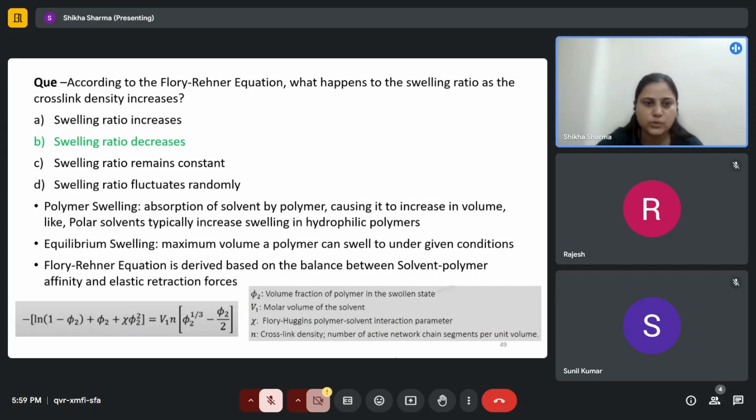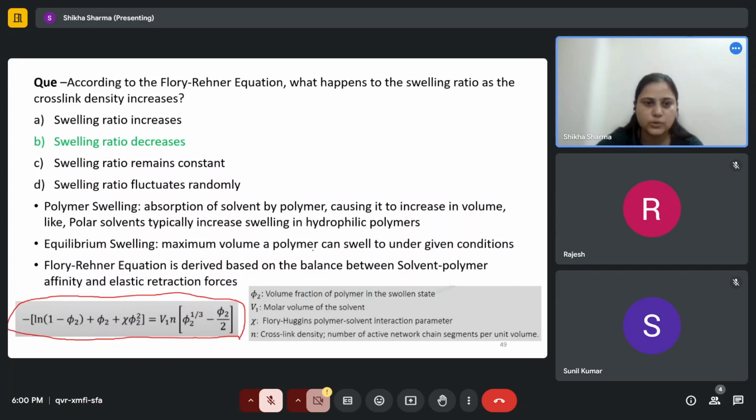The Flory-Renner equation is given at the bottom as minus ln of 1 minus phi 2, where phi 2 is the volume fraction of the polymer in the swollen state. When the solvent goes into the polymer, it swells. So plus phi 2, plus chi, the Flory-Huggins polymer-solvent interaction parameter, multiplied by phi 2 squared, equals V1, the molar volume of the solvent, multiplied by N, the cross-link density, and then the whole is multiplied by phi 2 to the power 1 by 3 minus phi 2 divided by 2. This is the complete Flory-Renner equation, from which we determine how swelling happens in the polymer when it goes into the solvent.